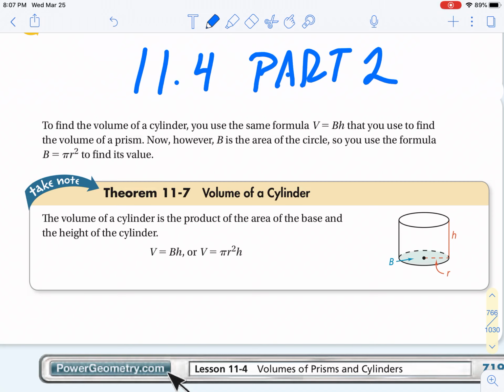What's up, guys? Coming back to you with 11.4 part 2. In this section we are looking to find the volume of a cylinder.